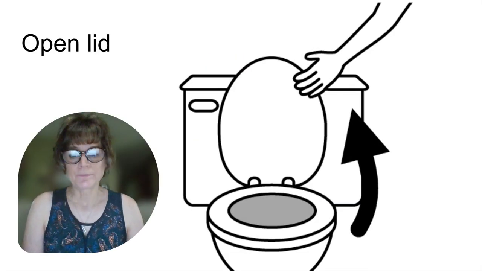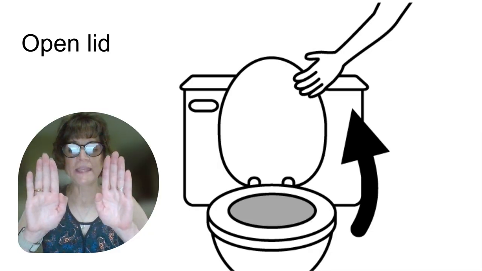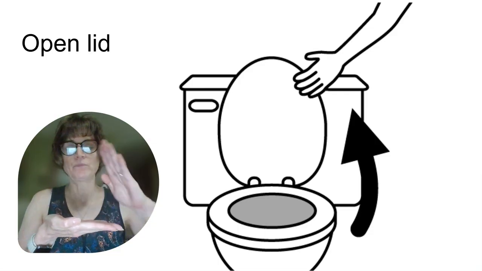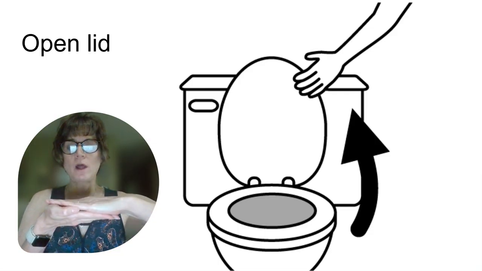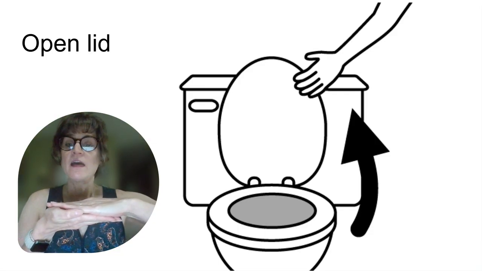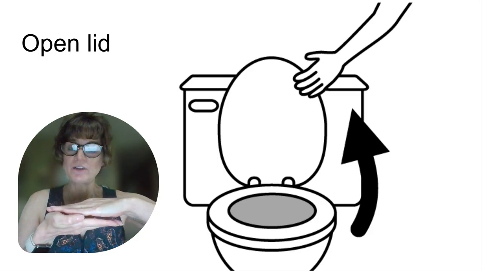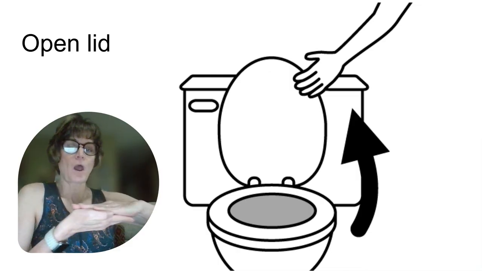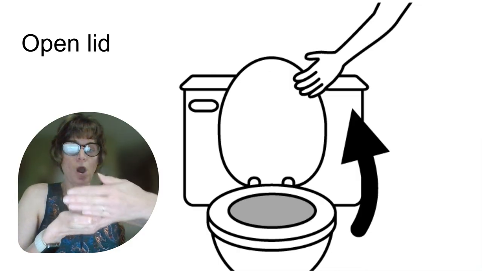Open lid. With both hands, you're going to make a B hand shape. Your non-dominant hand is going to be facing up. Your dominant hand will go on top. And then for opening the lid of a toilet seat, you're going to move it up. Open lid.